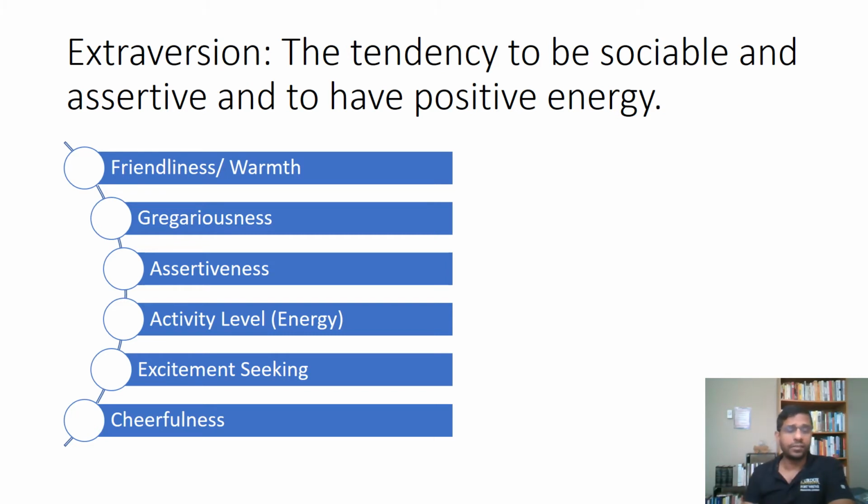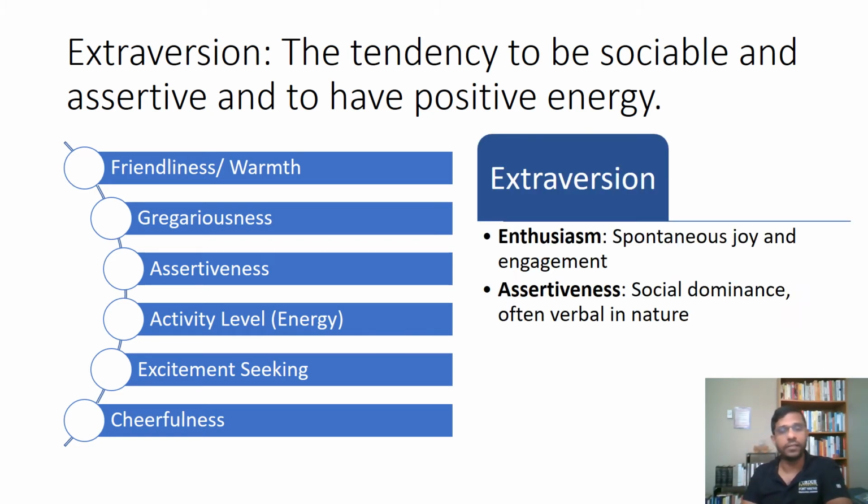The last subdimension would be cheerfulness. So as I said, they exude a lot of positive emotions. So they tend to be generally more happy, generally more expressive also with their emotions, positive emotions especially. If we talk about extroversion from these two facet model, then enthusiasm is the first facet, which is spontaneous joy and engagement. So nothing but the tendency to experience more positive emotions.